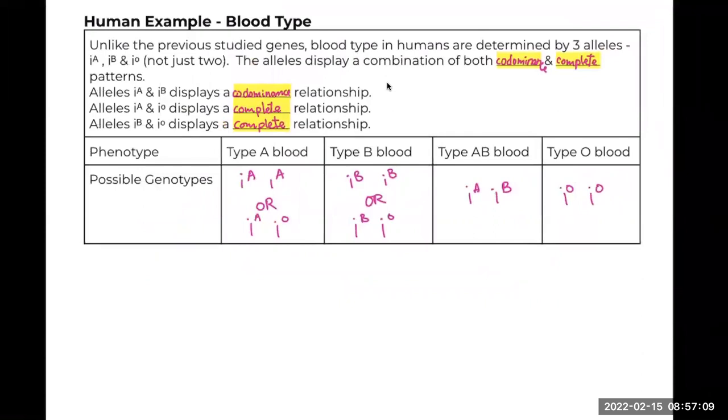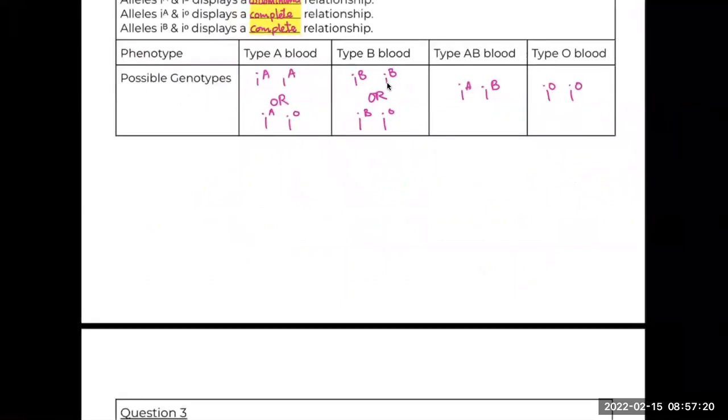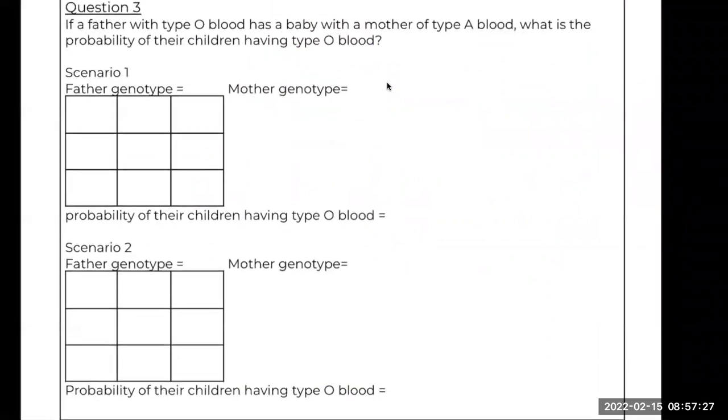So this is the phenotype, which is the blood type you're going to get. And these are the possible genotypes behind it in your genes. So what I want you to do is, based on that information, try and complete the rest of the practice questions.